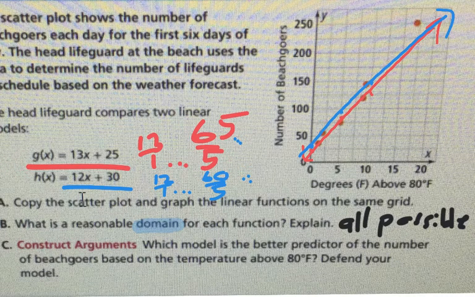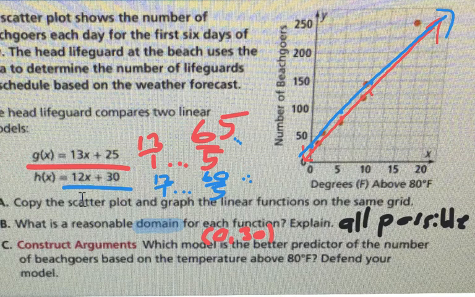So what's a reasonable domain for the function? Well, let's just say from 0 to 30 would be reasonable. And then explain why. So I'm not going to do that in words. I just explained to you why. Because we're talking about how many degrees above 80 degrees it is. It wouldn't make sense to be talking about 150 degrees.